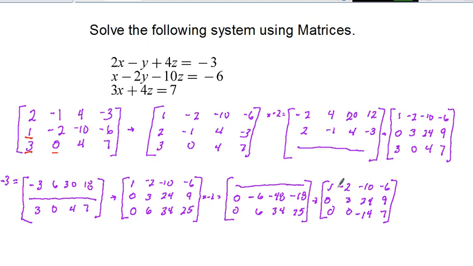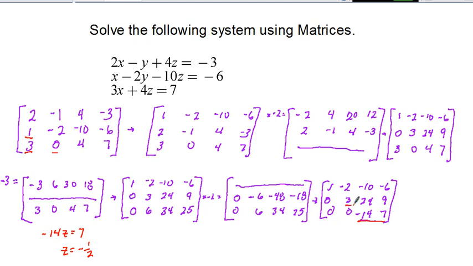So there I have achieved my goal of getting my 3 zeros there, that we could now go ahead and solve it from this point on. So what that means, if we translate this over here, if we look at the bottom equation, that leaves us with negative 14z equals 7. So if I divide both sides by negative 14, I get z is equal to negative 1/2.